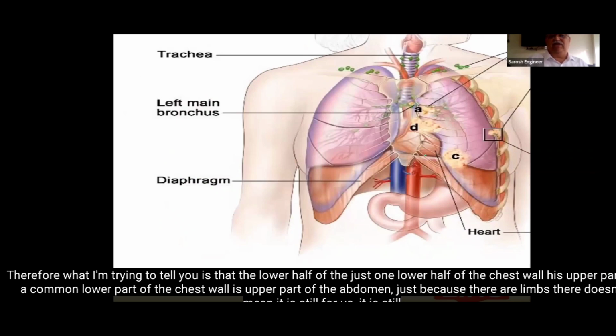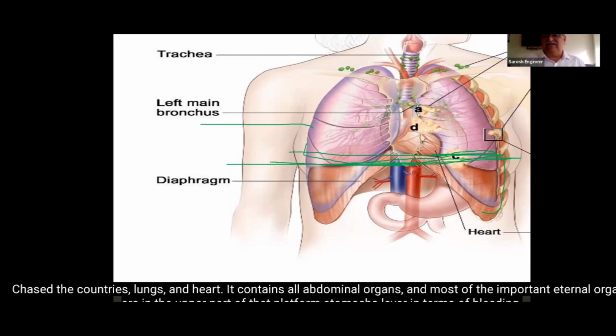Therefore, what I am trying to tell you is that the lower half of the chest wall is upper part of abdomen. Lower part of the chest wall is upper part of the abdomen. Just because there are ribs there doesn't mean it is still thorax. It is still chest. It contains lungs and heart. It contains all abdominal organs. And most of the important abdominal organs are in the upper part of the abdomen.